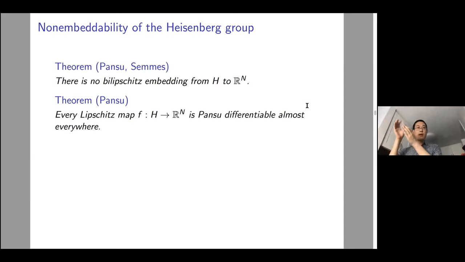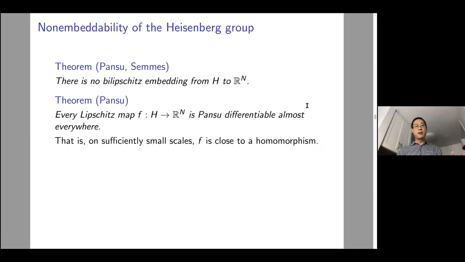So when we say a map from the Heisenberg group to Rn is Pansu differentiable at P, we mean that if you zoom in sufficiently closely around P, using the Heisenberg scaling around P, then the map gets closer and closer to not quite a linear map, because linear maps from the Heisenberg group to Rn don't quite make sense, but to a homomorphism. Pansu differentiable means that on sufficiently small scales, your map is close to a homomorphism.